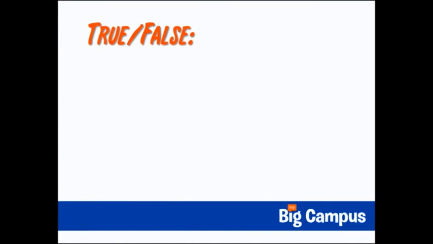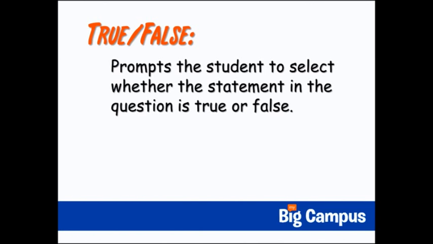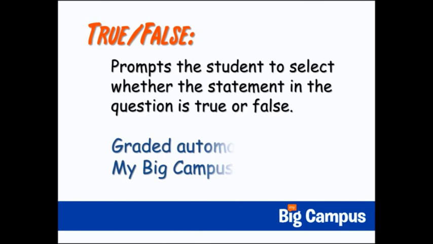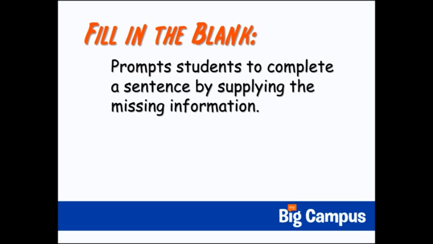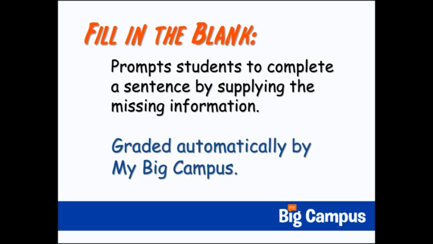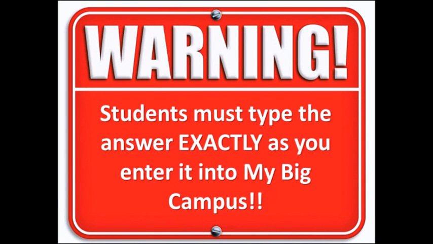A true or false question prompts the student to select whether the statement in the question is true or false. These questions are graded automatically. A fill-in-the-blank question prompts students to complete a sentence by supplying the missing information. Fill-in-the-blank questions are graded automatically by My Big Campus. I do want to give a warning though. My Big Campus makes it so that the student must type the answer exactly as you type it. If they misspell it, if they put a capital letter at the beginning, if they add a second word, My Big Campus will mark it wrong.